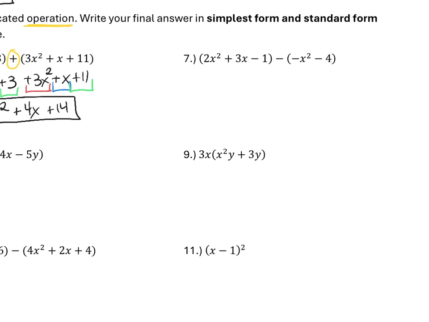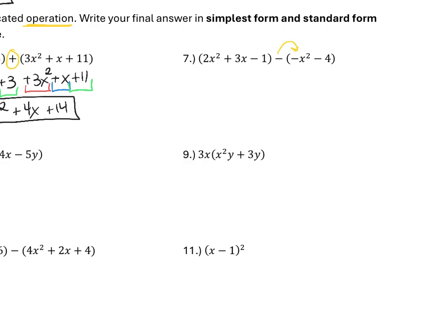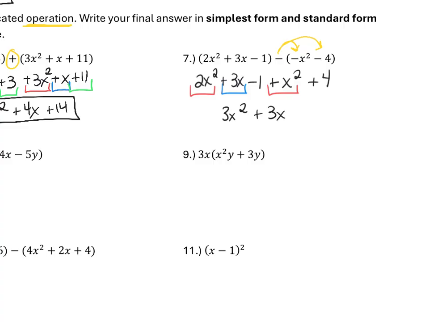Okay, number 7 is subtraction. So we are going to distribute this subtraction sign to every term in the second expression and then remove all the parentheses. So the first expression stays the same. Distribute the negative sign. Negative times negative gives us plus x squared. Negative times negative gives us plus 4. And then combine like terms. So 3x squared. There's only one x term, so plus 3x. And then our constant plus 3.